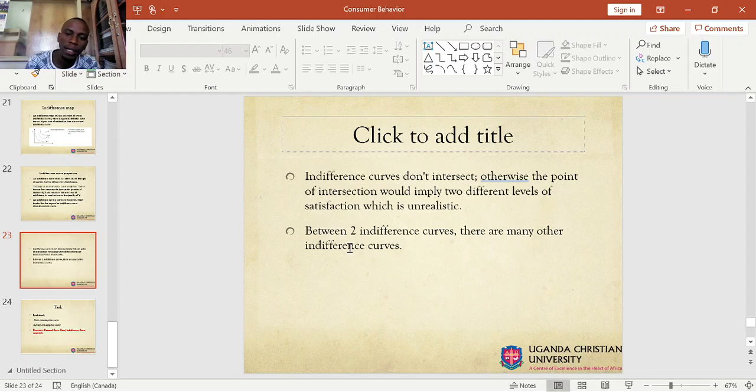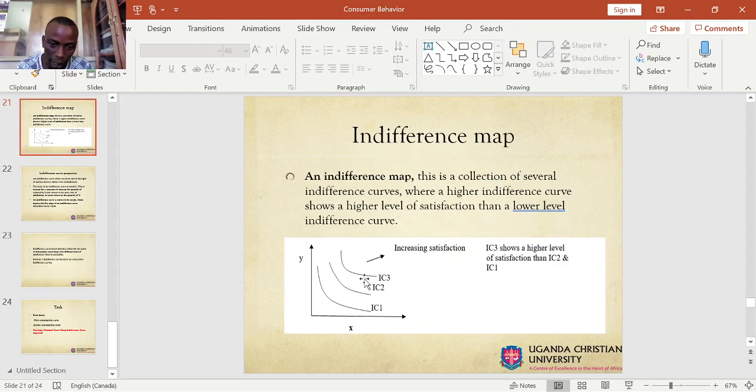Indifference curves don't intersect. Otherwise, the point of intersection would imply two different levels of satisfaction. Between two indifference curves, there are many other indifference curves. You're seeing here indifference curve 1 and indifference curve 2. In between them, there are several other indifference curves we've probably not put. Even between indifference curve 2 and indifference curve 3, there are several other indifference curves we may not have talked about.